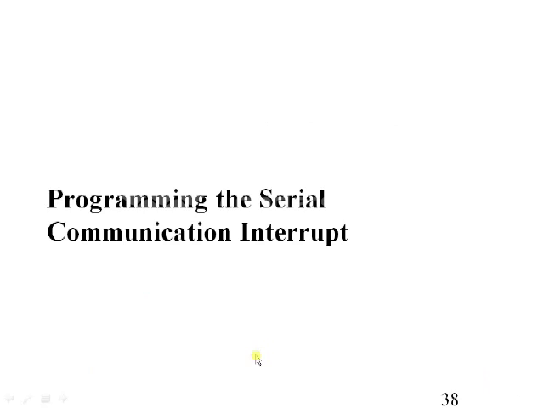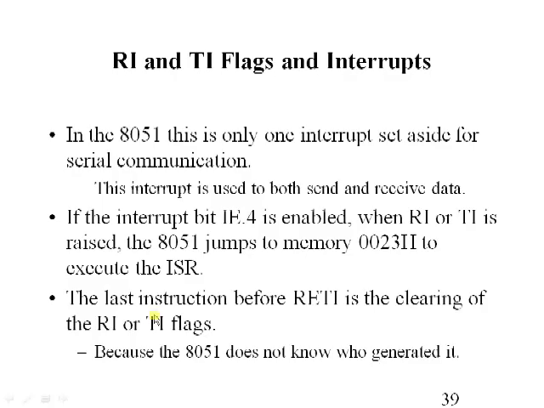Now let us see how to program the serial communication interrupts. There are two serial interrupts in case of serial communication, RI and TI. In the 8051, there is only one interrupt set aside for serial communication. This interrupt is used for both send and receive data. While we are sending some data, if a character is transmitted, TI would become 1, generating an interrupt. If one character is received, then RI would become 1, indicating that one character is received, and it will also generate an interrupt. If the interrupt bit IE.4 is enabled, when RI or TI is raised, the 8051 jumps to memory to execute the ISR.